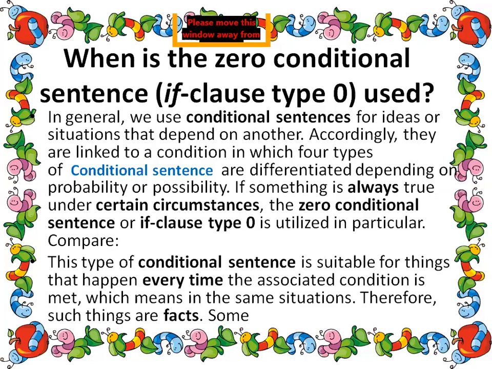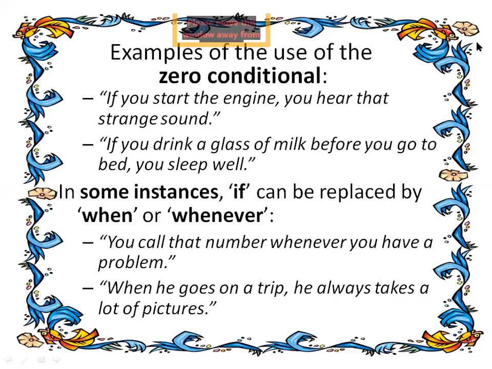जब जब एक काम होगा तब तब दूसरा काम परफॉर्म होगा, लाज़मी. ठीक है, this type of conditional sentence is suitable for things that happen every time the associated condition is met, which means in the same situations. Okay, therefore such things are facts. Some of them are given over here. See the examples. Some examples of the uses of the zero conditionals are here.